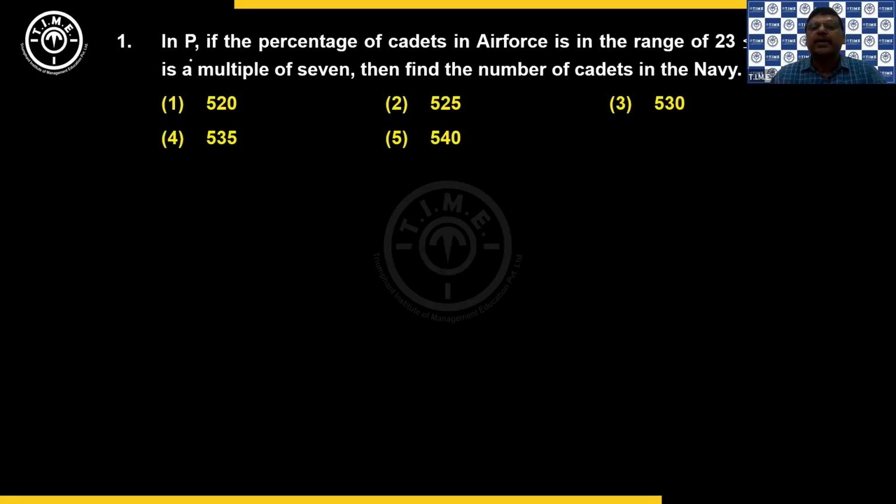one in P. If the percentage of cadets in Air Force is in the range of 23 to 30%, and N is a multiple of 7. See, N is a multiple of 7 and it is between 23 and 30, means what can it be, students? What is the multiple of 7 that is between 23 and 30? It is nothing but, students, 28. 7 4s are 28. Yes or no? So hence, students, we can say that N is 28. What is N? The percentage of cadets in Air Force in P is 28.